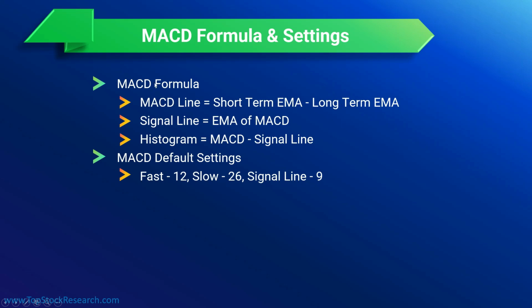Now, once you have the MACD values, you can also plot an exponential moving average on MACD itself. So this becomes the third value, 9. So 12, 26, and 9. Fast minus slow is MACD, and then the exponential moving average on MACD is 9.